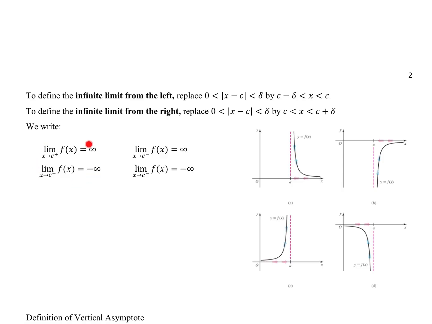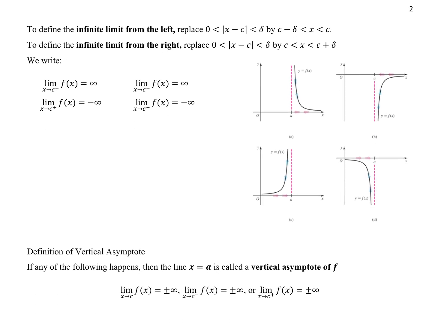So that means those two. When x is approaching c from the left, we denote it as the limit of f of x is equal to infinity. And when x is approaching c from the left and f of x is going downward, we denote it as negative infinity.